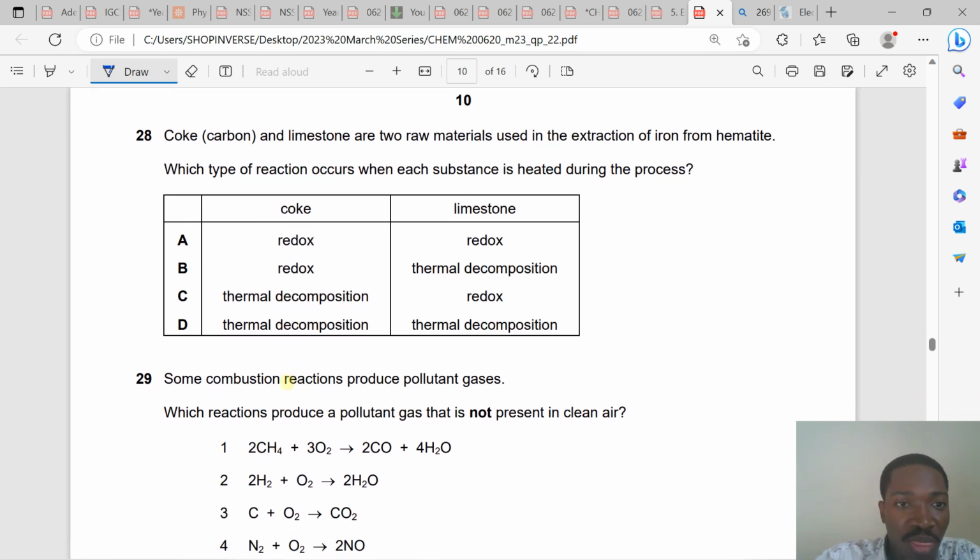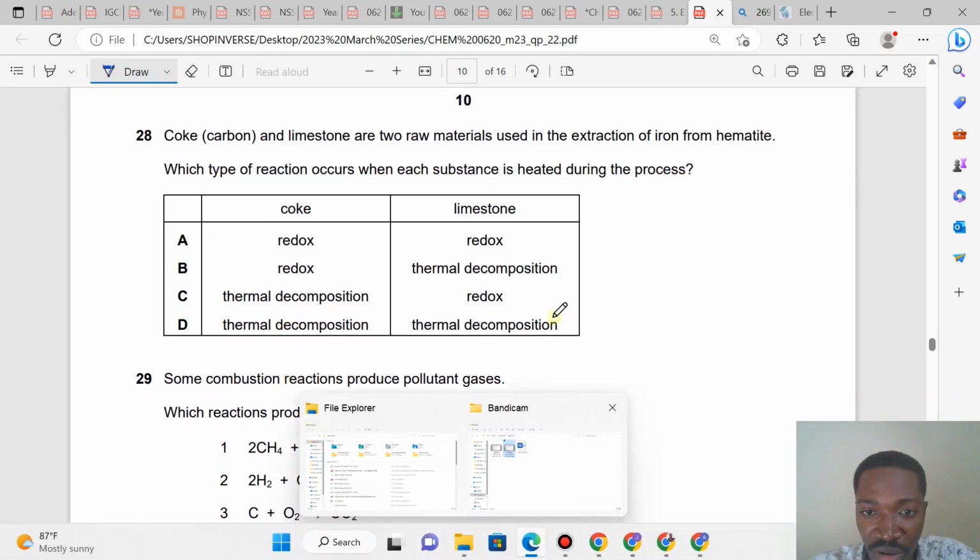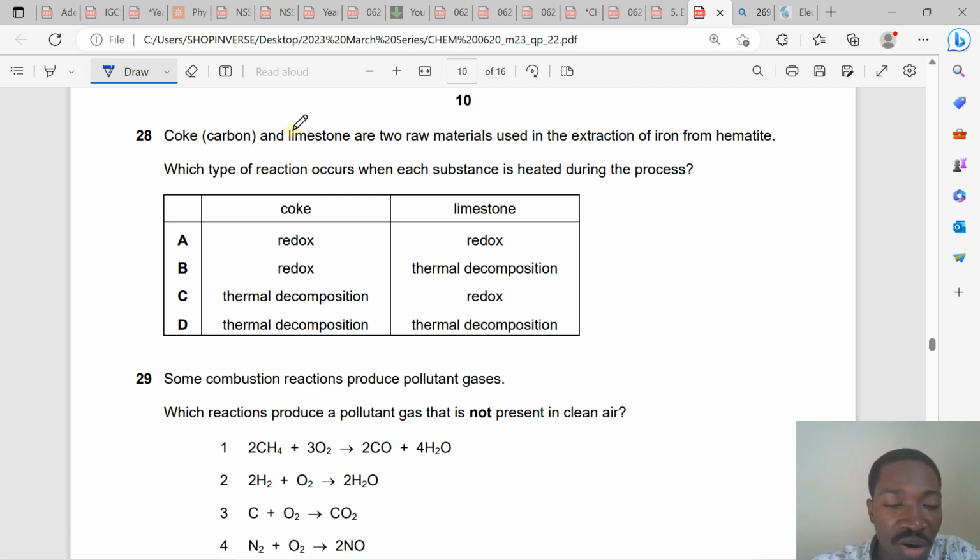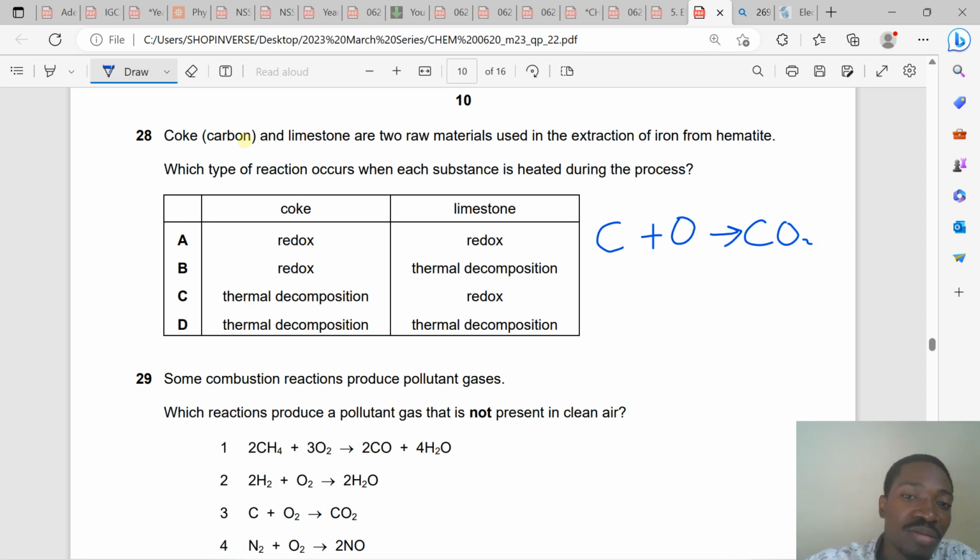Question 28. Coke. Coke is carbon, of course. Coke and limestone are two raw materials used in the extraction of iron from hematite. Which type of reaction occurs when each substance is heated during the process? Coke, of course, coke is used for what? Coke is used for reduction. So the coke will extract oxygen from that ore. The coke will extract oxygen to form either carbon monoxide or carbon dioxide. Okay, and then what will happen?